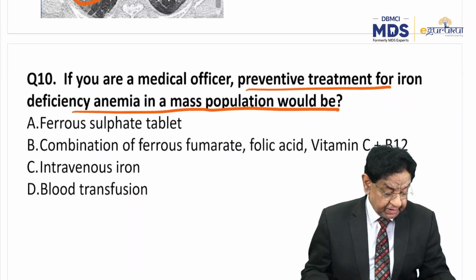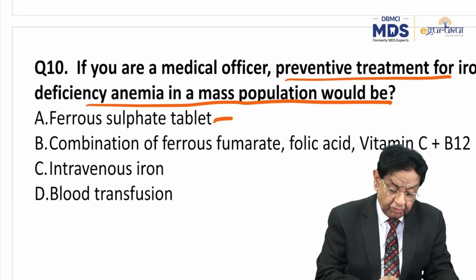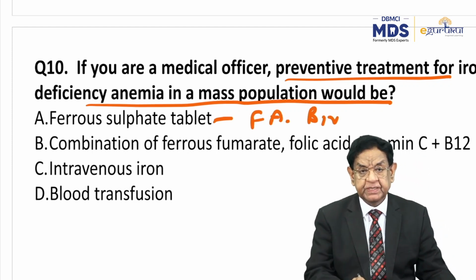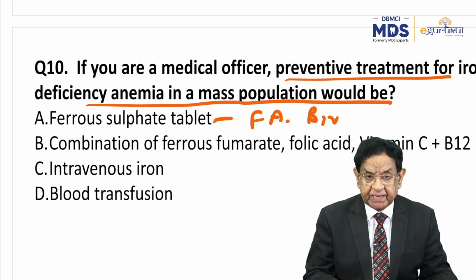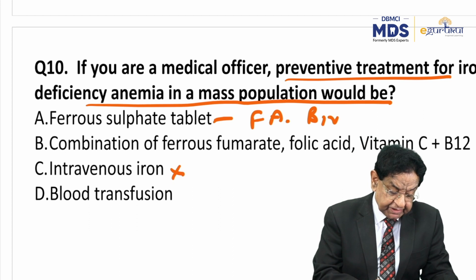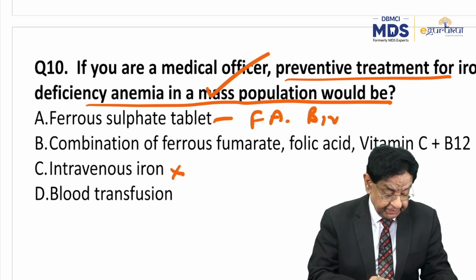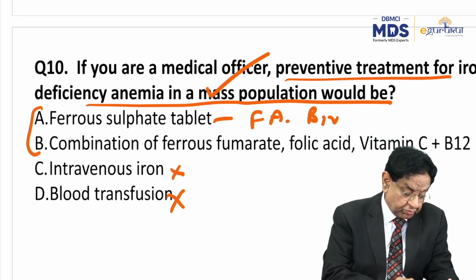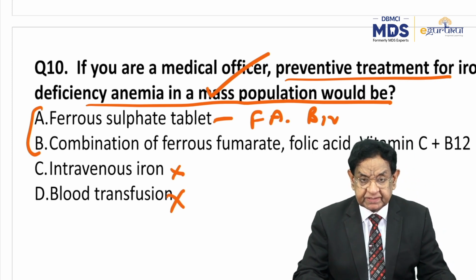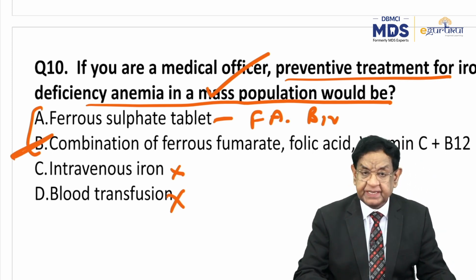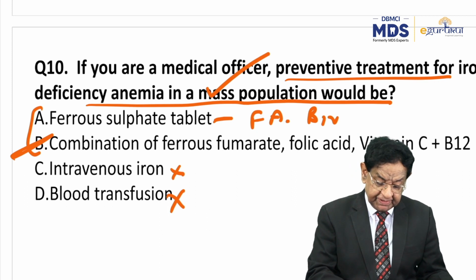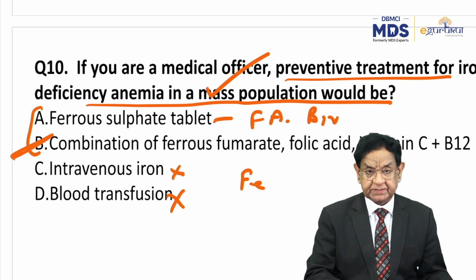What about only ferrous sulfate? No, because many patients are deficient in folic acid and B12 also. We need to give them, otherwise it will precipitate macrocytic anemia. Intravenous iron is not a treatment for mass treatment. Blood transfusion is nowhere for the mass population. Out of these two close contenders for the right answer, this is definitely far better than A, because we need to give folic acid and B12 also, and vitamin C helps in iron absorption in the GIT. Okay, so option B is the best answer.